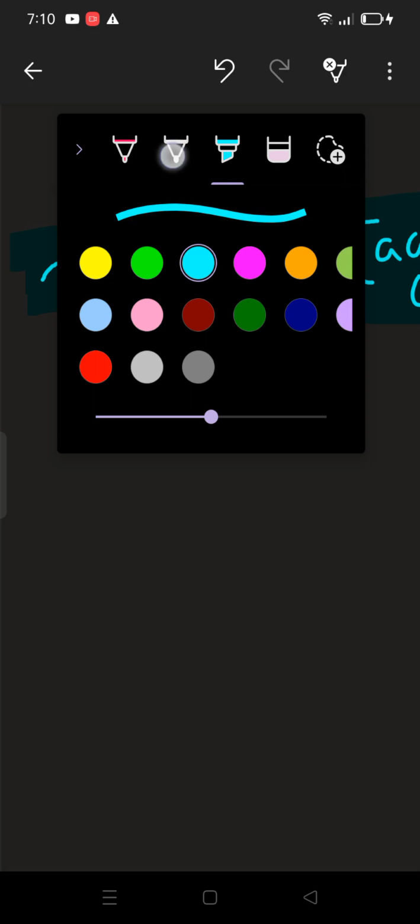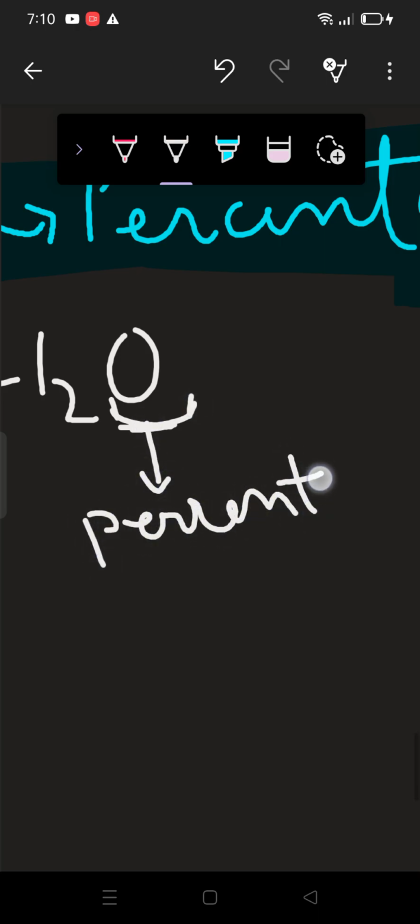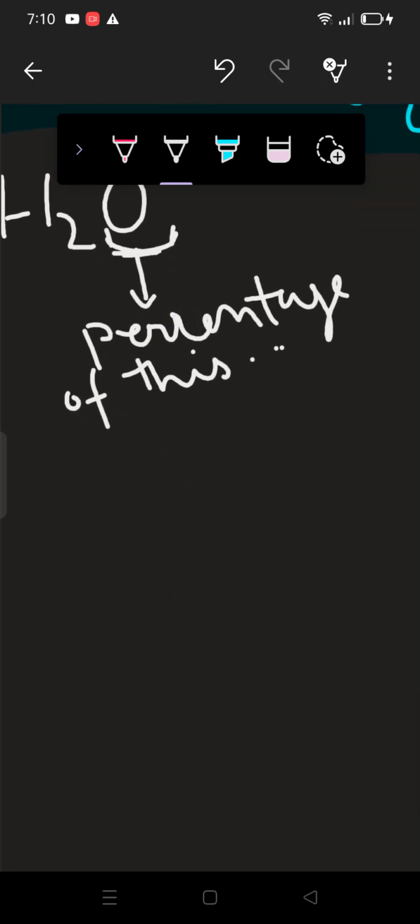If I have H2O, I need to calculate the percentage of oxygen in the H2O molecule, right? Percentage of this molecule or substance, right? So I need to calculate the percentage of oxygen which is present in the water molecule, right? Then how am I going to calculate it? So basically we have a simple formula, right?